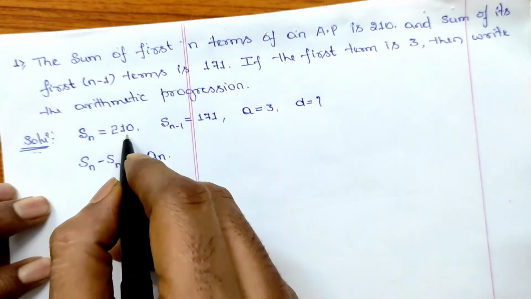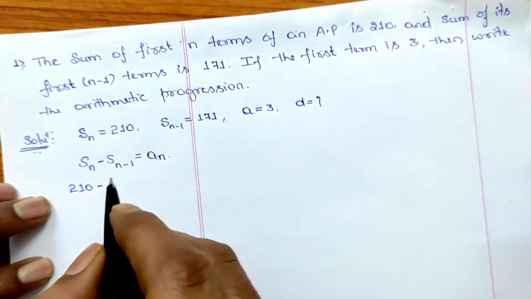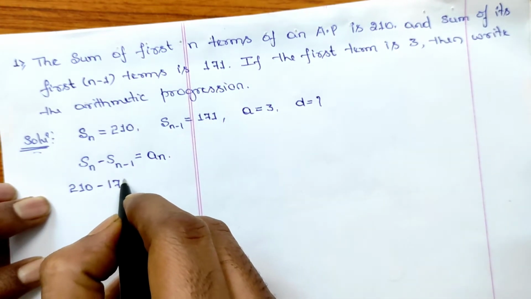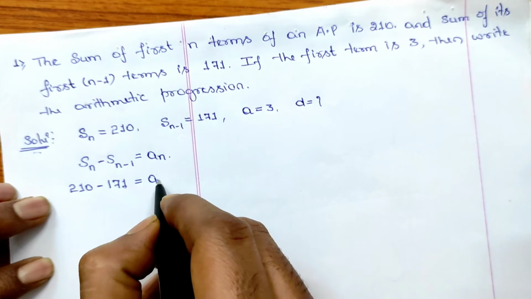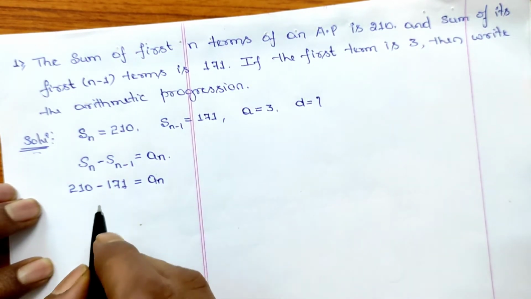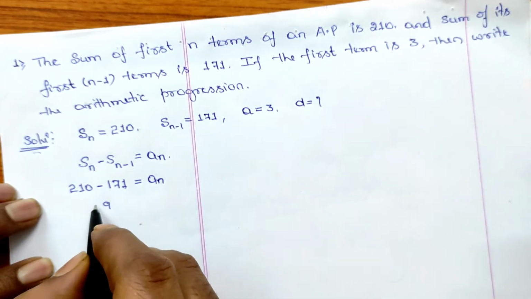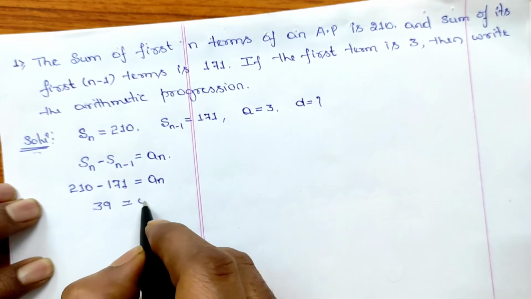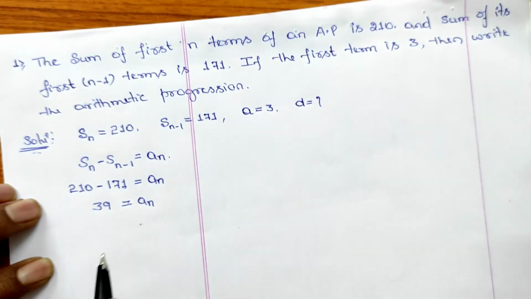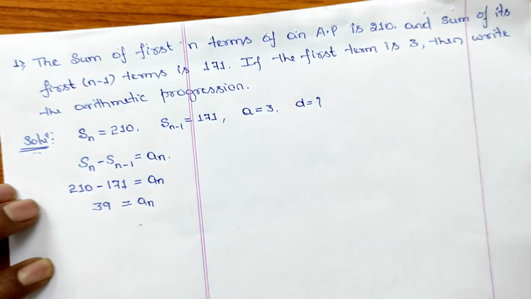So Sn value we know. Now we are substituting 210 minus Sn minus 1, which is 171, equal to the nth term an. Let me subtract now. 10 minus 1 is 9, 20 minus 17 is 3, that is equal to an. Now we got the nth term is 39. Now we have to find D.